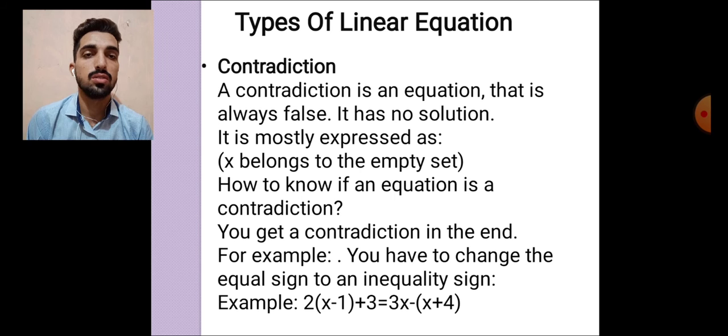Types of linear equations. Contradictions. A contradiction is an equation that is always false. It has no solution. It is mostly expressed as x belongs to the empty set. How do you know if an equation is a contradiction? You get a false condition in the end, for example, the equal sign changes to an inequality sign. For example, 2x minus 1 plus 3 is equal to 3x minus x plus 4.